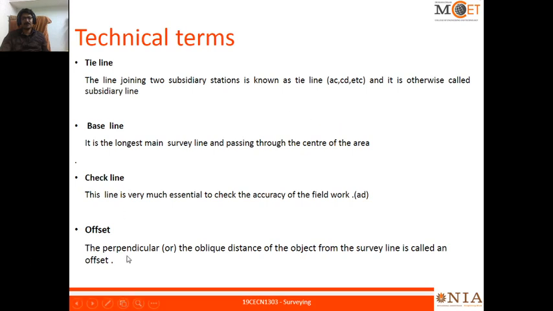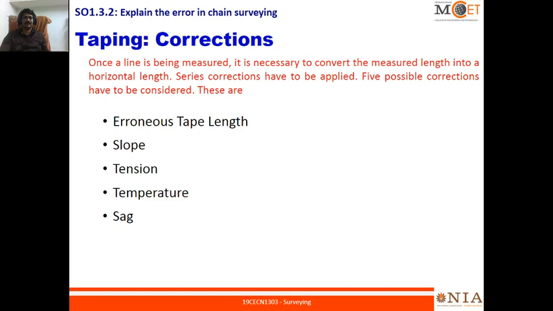And the last one, the offset. The perpendicular or the oblique distance of the object from the survey line is called the offset. It may be perpendicular or it may be oblique. Oblique means tilted, right?